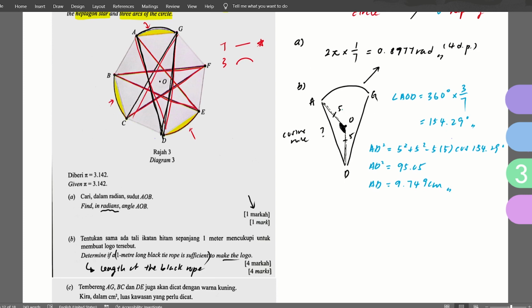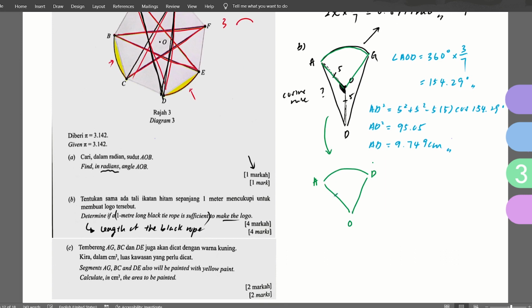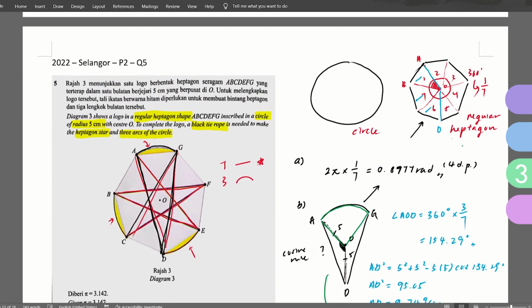So for the arcs, I will use this shape, similar to straight lines, but I will choose this sector here. Reason is because it's much easier. They have these radiuses here, and this angle, we already found it in part A, which is 0.8977. Right? It's because AOB and AOD only involves one part of the heptagon. So AOB equals to AOD.